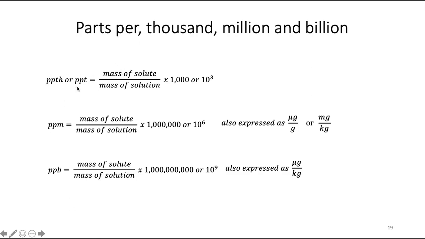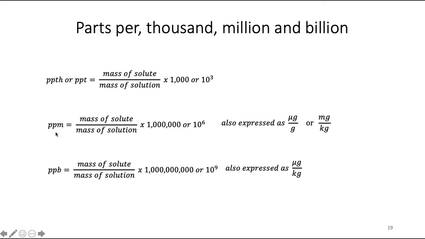Parts per thousand is expressed as the mass of solute over mass of solution times 1,000. Okay, instead of mass percent where we multiply by 100, we now multiply by 1,000 because it is so small. The mass of solute versus the mass of solution is so small that we need to magnify it a little bit, so we multiply by a larger number than 100.